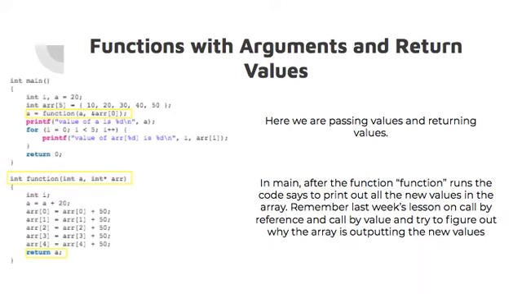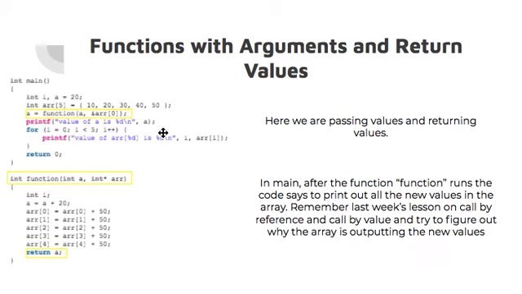And the last case is where you're going to have functions with arguments as well as return values. Over here, we're passing values into our function when we call it. As I mentioned, functions have arguments when you're defining them, but when you're calling a function, you're passing them parameters. So basically, int a and pointer int array are what you call arguments. And what you're passing to the function when you call it is a parameter. So in main, after this function reads what's written over here, it prints out all the new values in the array.